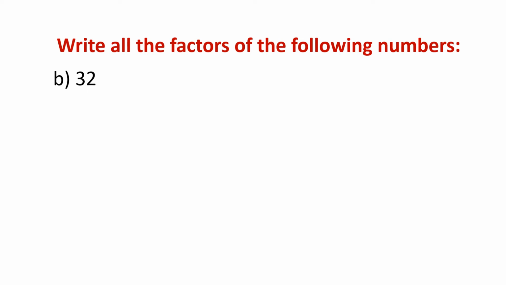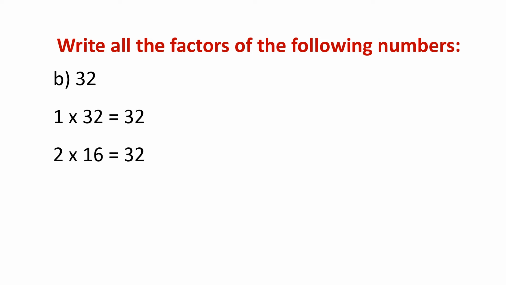If you are listing factors, always start with 1 and the number itself. So 32 can be written as 1 multiplied by 32 is equal to 32. Then we take the next natural number 2. Is 32 completely divisible by 2? Yes, because the last digit is 2. Remember, if you learn all the divisibility rules, you can easily find the factors. So divide 32 by 2, we get 16. So 32 can be written as 2 multiplied by 16 is equal to 32.